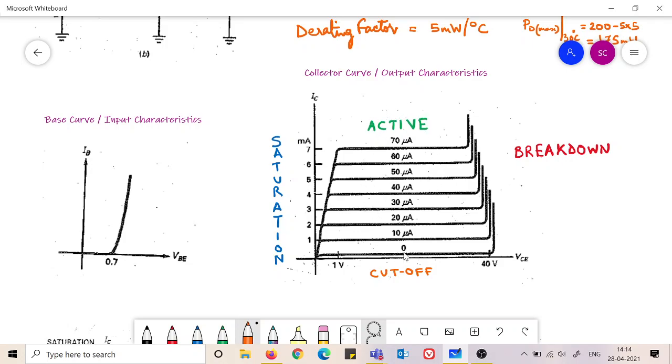We appreciate this fact. So this is the idea of the active region. The active region is that region where you have a constant amplification of the current. That is the active region. However, we are not always in the active region.